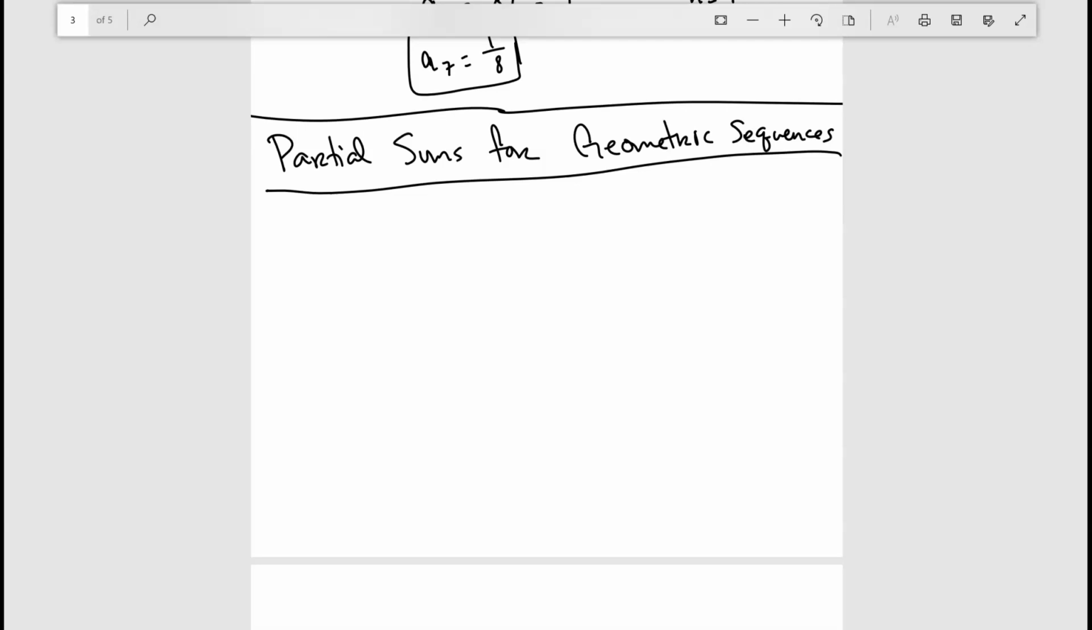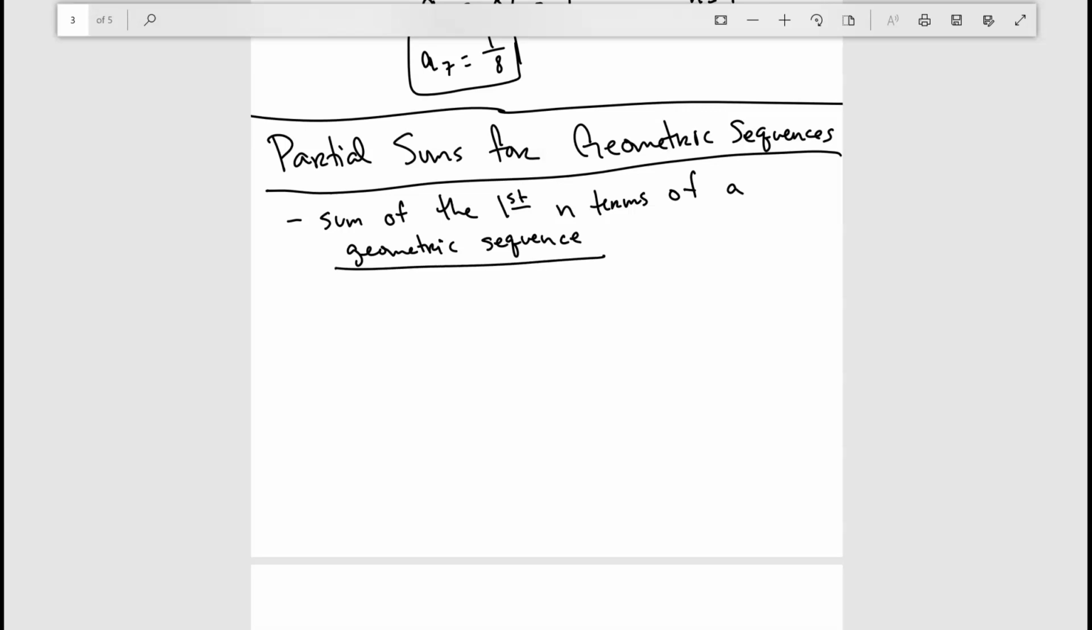In this video, we are going to talk about partial sums for geometric sequences. So what we want to do is find the sum of the first n terms of a geometric sequence. Very similar to how we did it with an arithmetic sequence. But first we know that it's geometric.